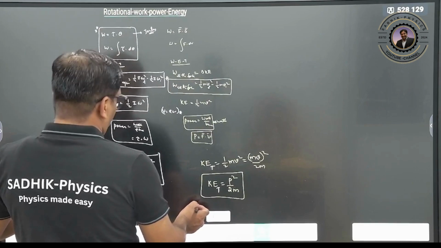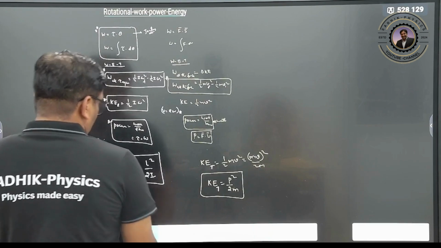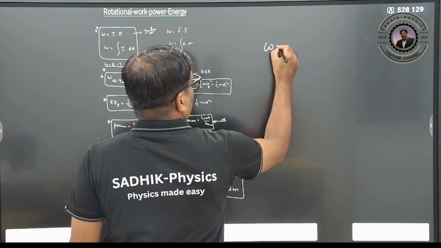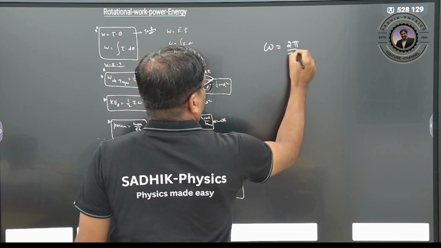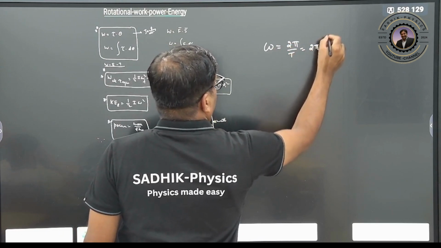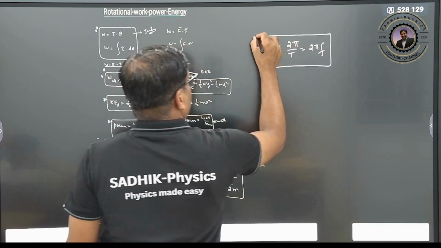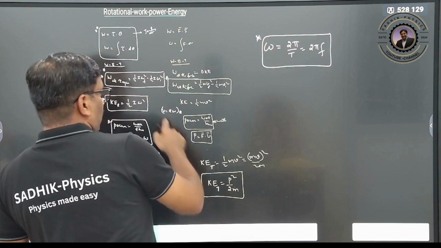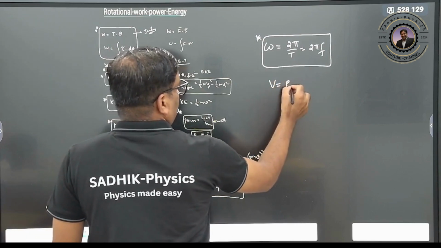And one more formula is there, that is nothing but angular velocity. What is the angular velocity formula? 2 pi by T. That is nothing but 2 pi into f. Clear? So it is in terms of frequency, right? So the relation, we can write it as v is equal to r omega.